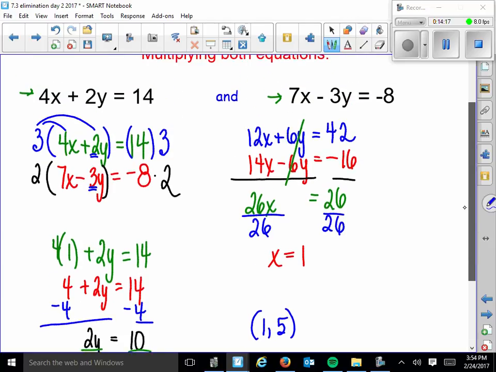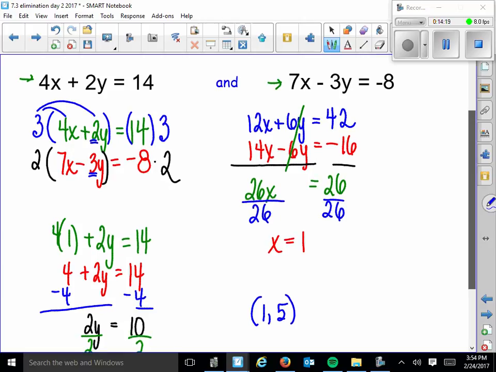I just want to do a quick check to make sure that this works. Let me go back to the second equation. 7 times 1 minus 3 times 5. Sure enough, 7 minus 15 equals negative 8.